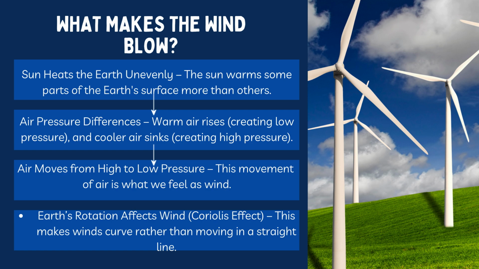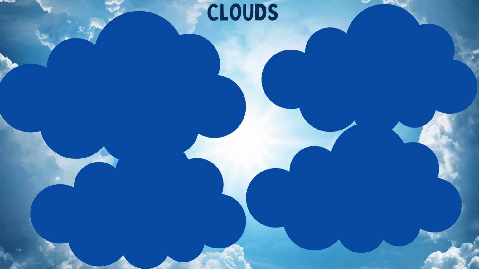So, warm air rises creating low pressure, and cooler air sinks creating high pressure. Eventually, air moves from high to low pressure. This movement of air is what we feel as wind. Earth's rotation also affects wind, which we call the Coriolis effect. This makes winds curve rather than moving in a straight line.